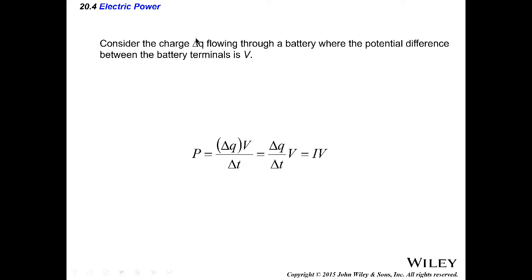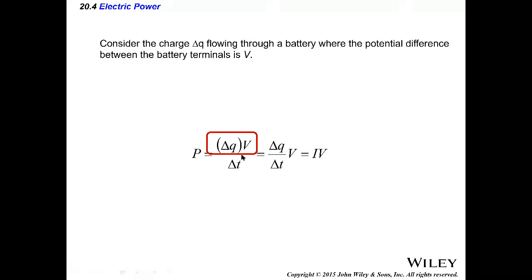Okay, but now what we want to come to is this concept of power. We already have voltage, we already have current, and we have understood that there's a relationship between the voltage and the current by this resistance, ohms. And now we want to say, supposing I have so much charge flowing through a battery where the potential difference between the terminals is V. You want to know how much power.